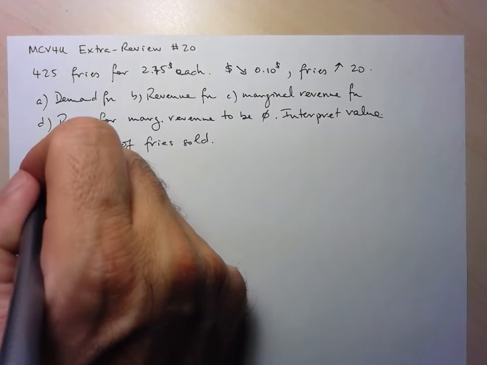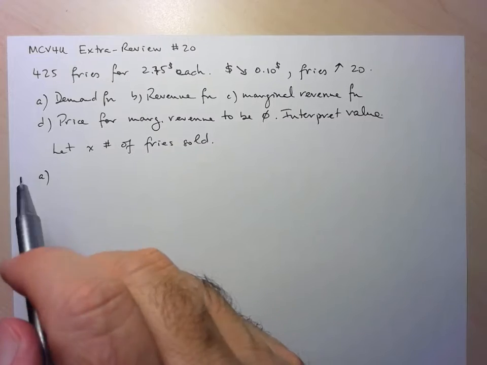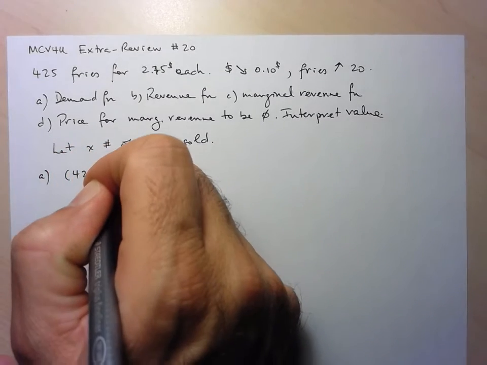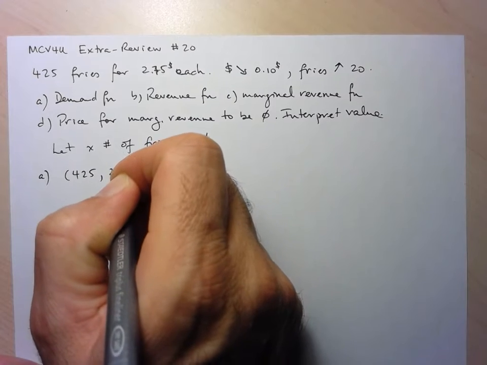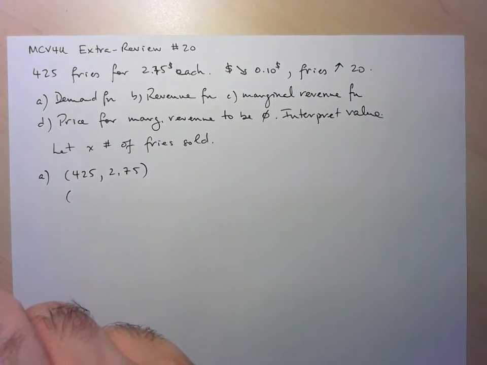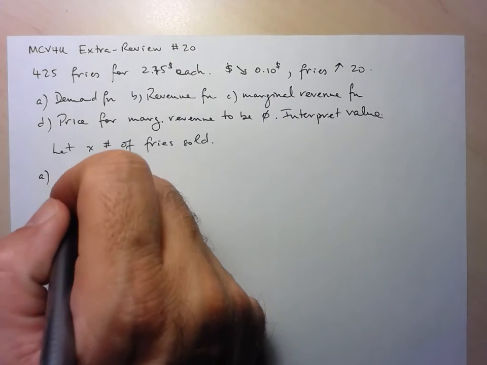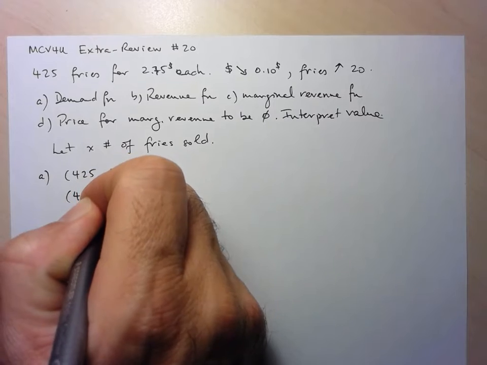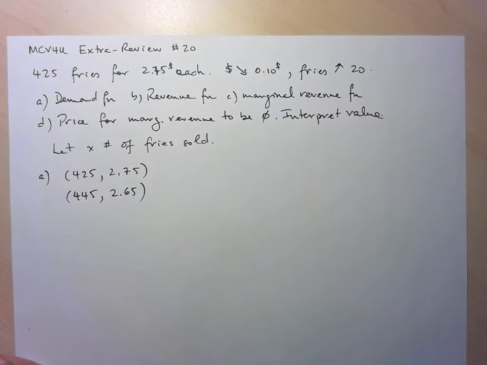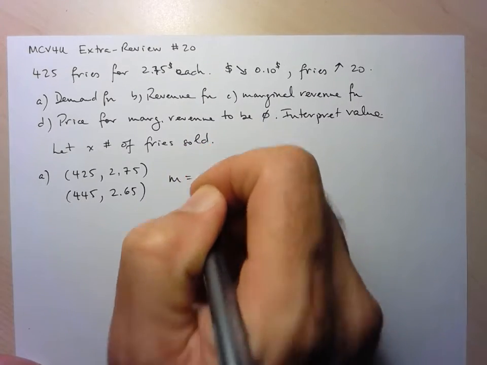Okay, so to find the demand function, since it's a linear function, what I can say is that at 425 fries, the price is $2.75, and if I decrease the price by 10 cents, the number of fries goes up by 20, so to 445, if I bring the price down by 10 cents. Okay, so I'm going to find the equation that matches these 2 points. So first let's start with the slope.